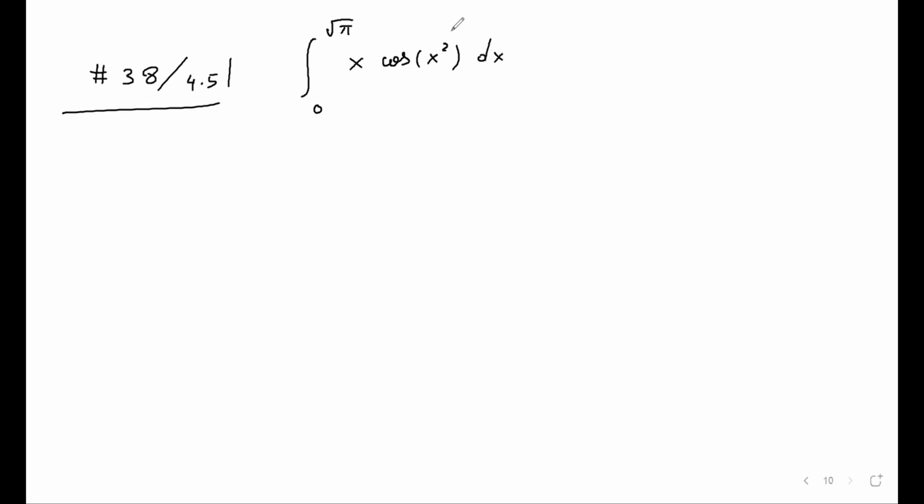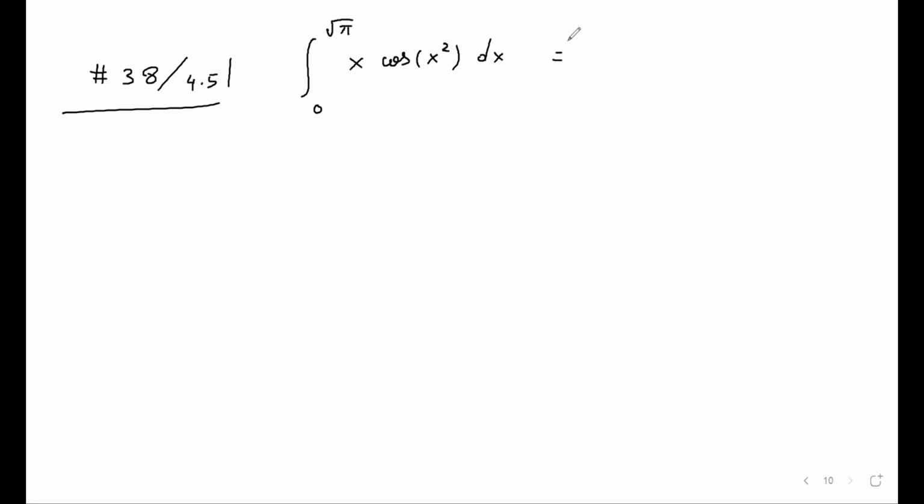And finally, we're going to do one more problem, and that's going to be problem 38, I said, which reflects the other type. So 38 of 4.5. Integral from 0 to square root of pi, x cosine of x squared dx. All right, so this is yet another.